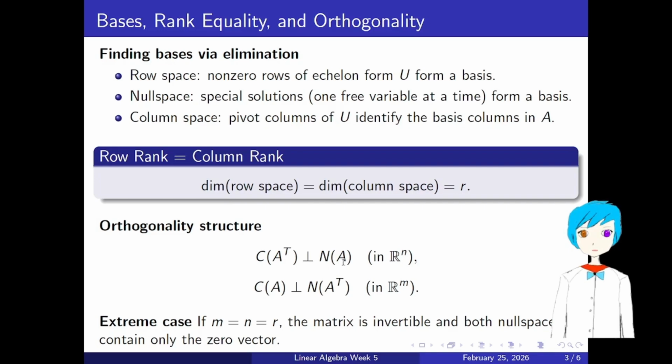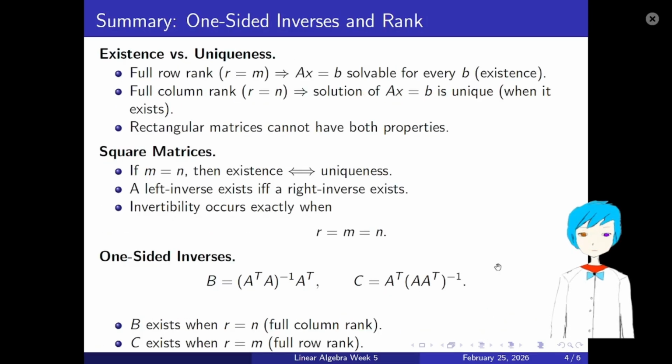Also, the null space is orthogonal to the row space, while the left null space is orthogonal to the column space. Specifically, if we have a square matrix and the matrix has full rank, then the matrix is invertible and both null spaces contain only the 0 vector, the null space and the left null space.